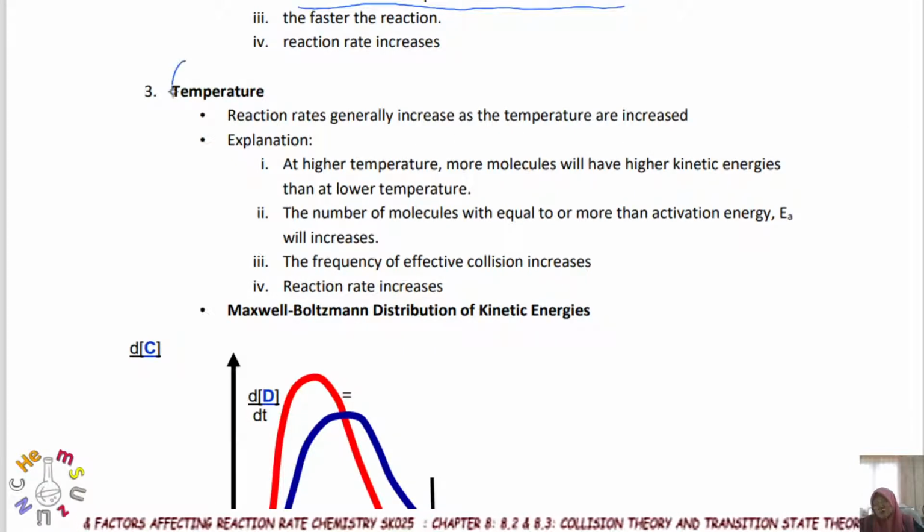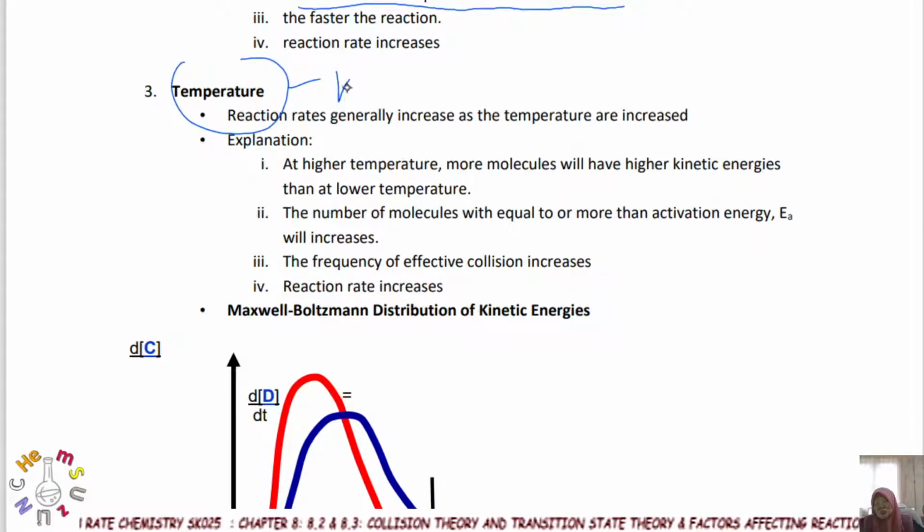Tapi bila kita cerita pasal temperature, of course bila kita cakap pasal temperature, kita akan cakap pasal kinetic energy. Jadi at the higher temperature, kinetic energy ni pun tinggi. Bila kinetic energy tinggi, rate frequency of the collision tinggi, effective collision dia tinggi. Jadi apa yang berlaku bila effective collision dia tinggi? Rate of the reaction dia akan bertambah. Okay. Jadi the number of molecule with equal or more than the activation energy will be increased. Does the frequency of the effective collision increase?